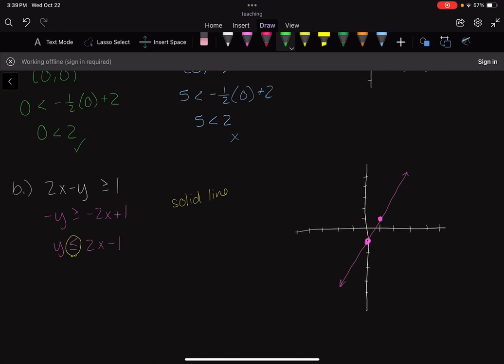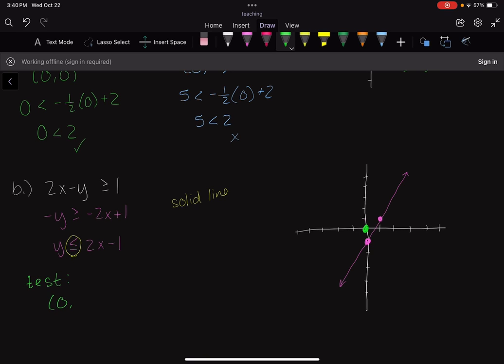And now we need to decide, is it points above this line that's going to satisfy or points below this line that's going to satisfy? So I'm going to test a point on either side. Again, you can choose whatever you want to use to test. I'm just going to pick a point. I do like to test 0, 0 if I can, so let me go ahead and do that one.